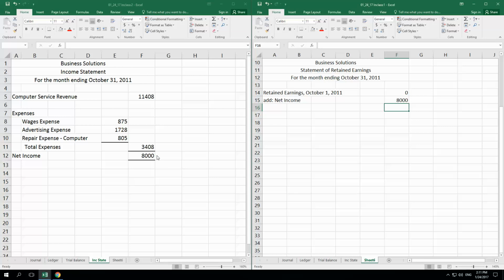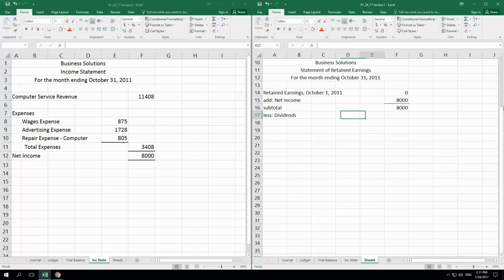That's my net income. Then usually in a formal retained earnings statement, you have a subtotal. So the subtotal would be 8,000. Seems kind of redundant, but that's the format. Add the 0 to 8,000. And what are you going to subtract? Dividends, right?